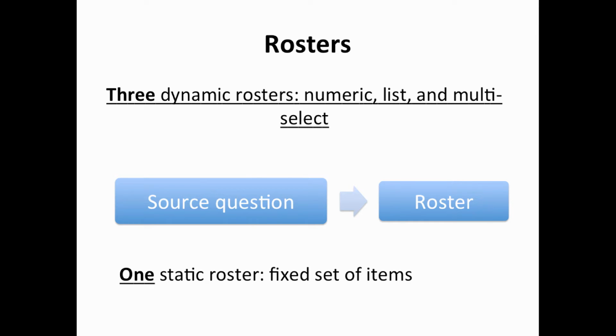These rosters require a source question to be placed outside of the roster. The source question determines the size and/or content of the roster as the interview takes place. The static roster, also known as a fixed set of items roster, requires a list of items to be defined in Questionnaire Designer. We will first cover the specifications for the 3 dynamic roster types.